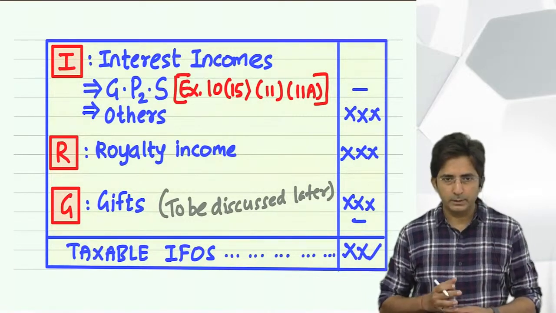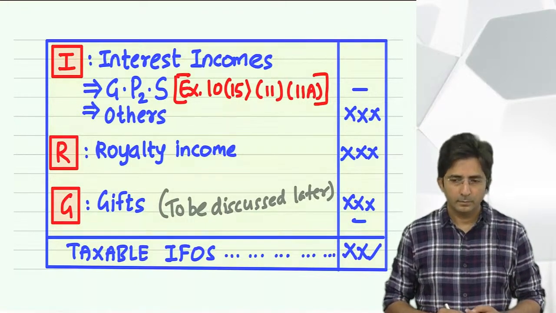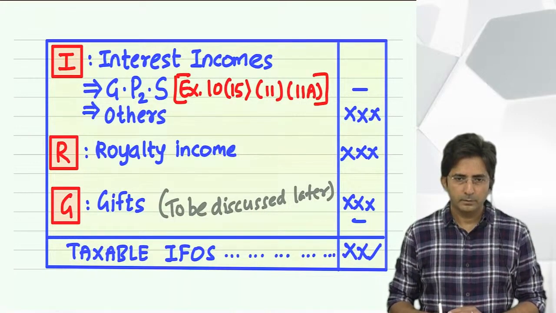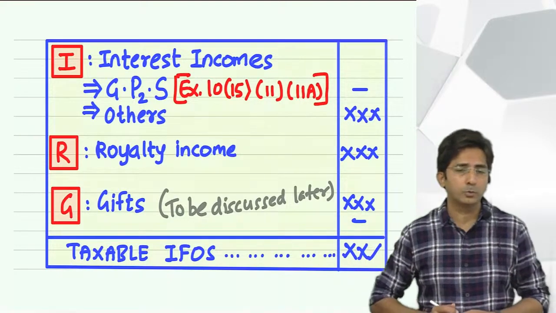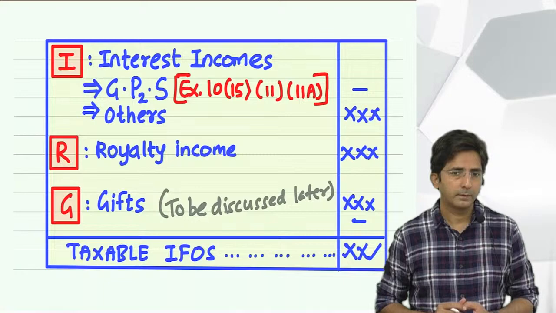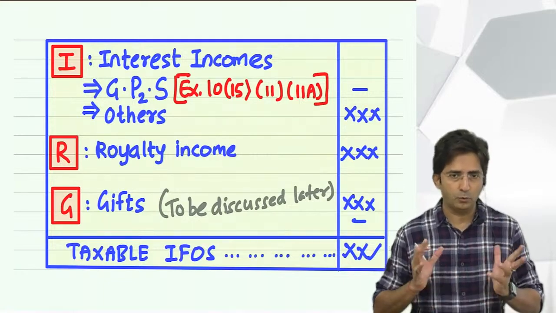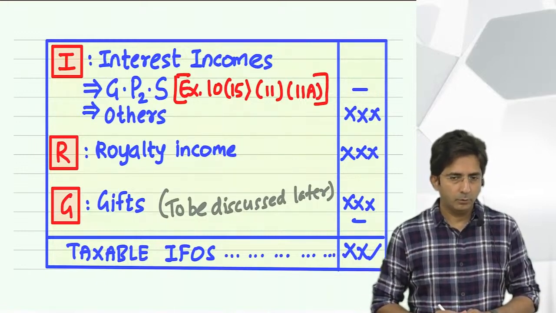Okay. Then, Gaurav, you answer. What are the five heads of income? House property. Correct. Now, income from house property, when is income called income from house property? Yes, there has to be a house which is a structure of four walls and a roof, and you should be the owner.